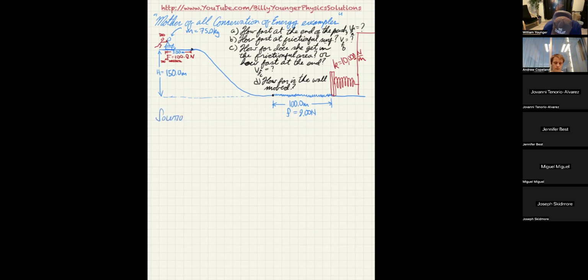Solution. What I'm using for my solution is UI plus KI plus work in is equal to UF plus KF plus work out plus E loss. Okay. And just to make sure we're all on the same page about this, I'm going to make sure that y'all can figure out exactly where the solution starts.